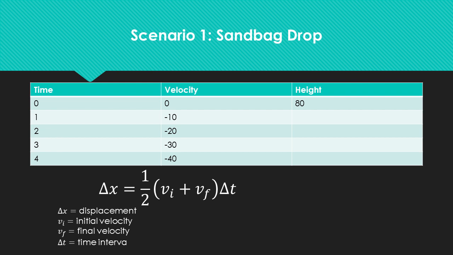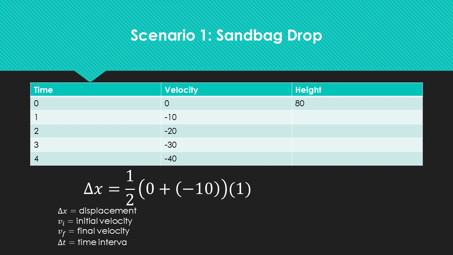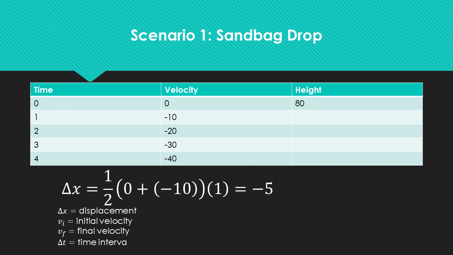So let's go ahead and calculate the number for what we have here. We're looking at time t equals 1, so we're going from 0 to 1. The initial velocity is 0, the final velocity is -10, and of course delta t, or the time interval, is just 1. So we have -10 times 1/2, essentially, so that's -5. And -5 is the distance traveled from 0 to 1 second. So after 1 second, it's traveled -5 meters, or 5 meters downward. That means the height at time t equals 1 would be 75.